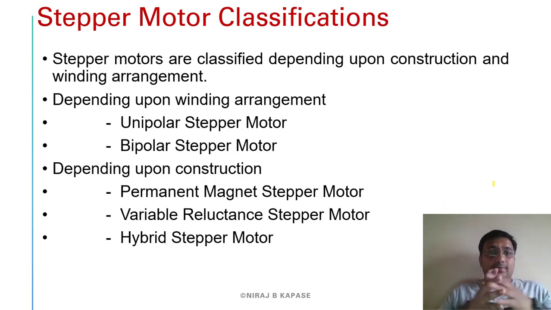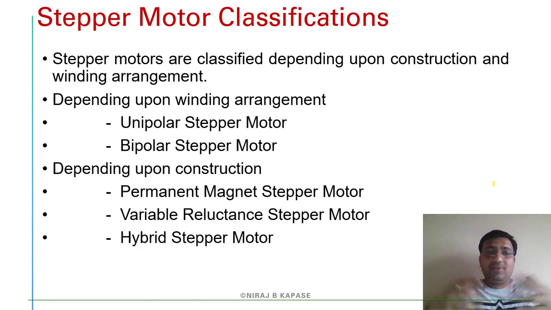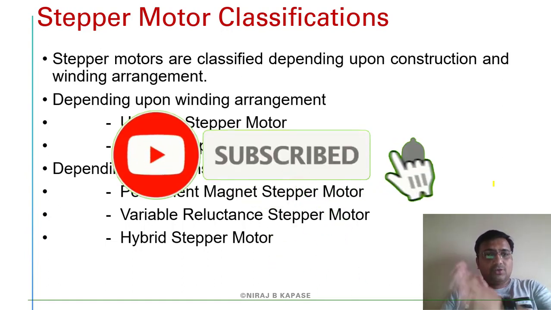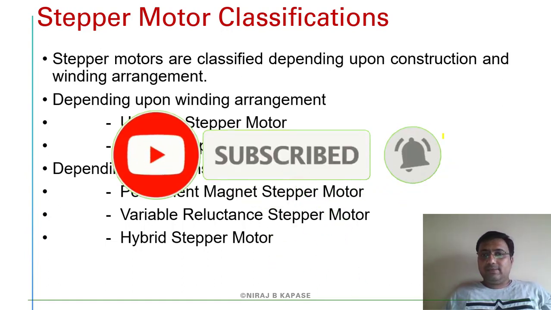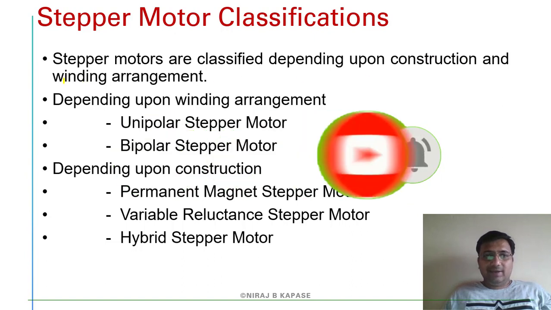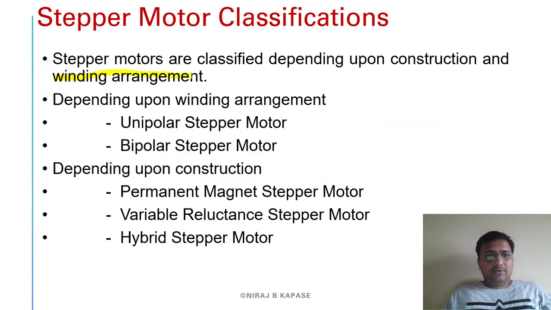Okay, so again, there are different classifications of stepper motors. Based on the windings, there are different arrangements and classifications of the stepper motor. So stepper motors are classified depending on the construction and winding arrangement. First, depending upon the winding arrangement, there are unipolar stepper motors, and the second category is bipolar stepper motors. So these are broad categories of stepper motors.